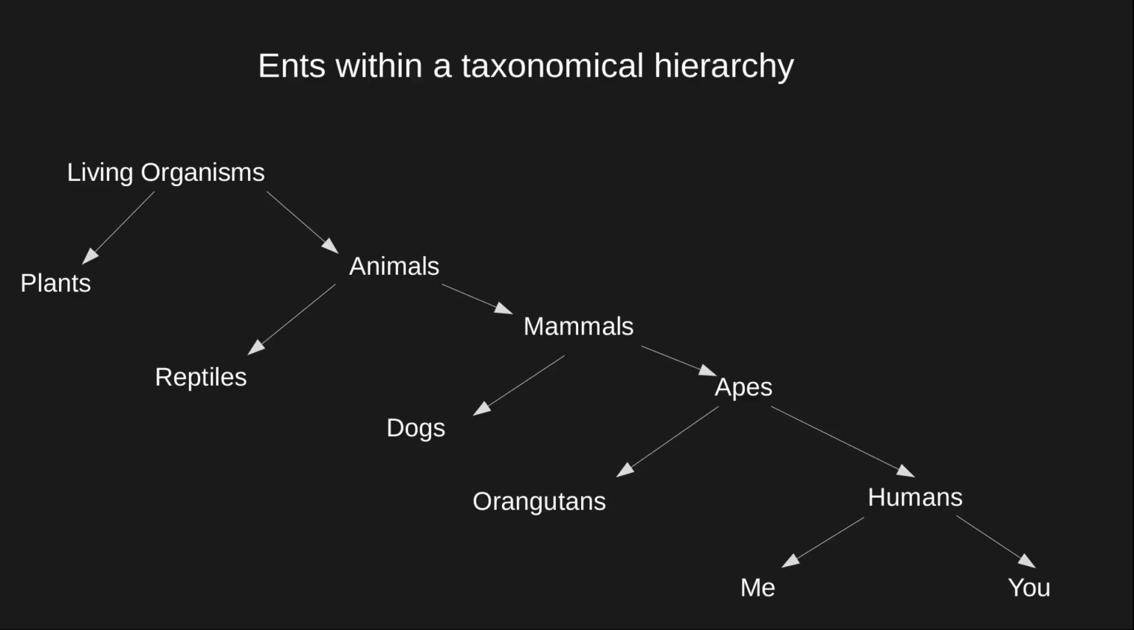If we start at the bottom of the tree, at you, assuming that you are a human, we can see that you are a human, you are an ape, you are a mammal, you are an animal, and you are a living organism. In this way, we can see that lots of information is stored in this tree and is easily retrievable.